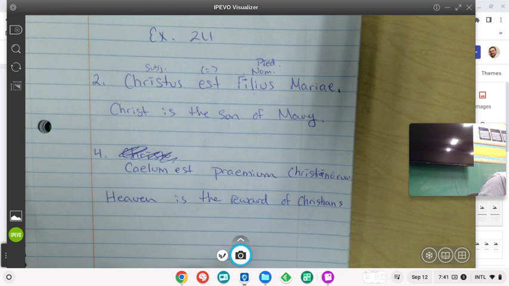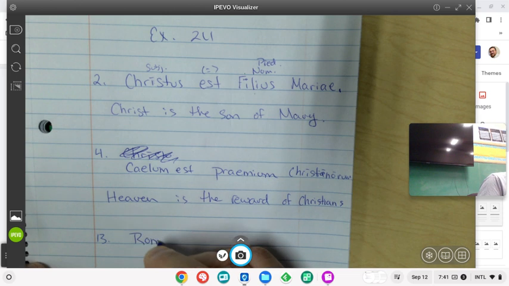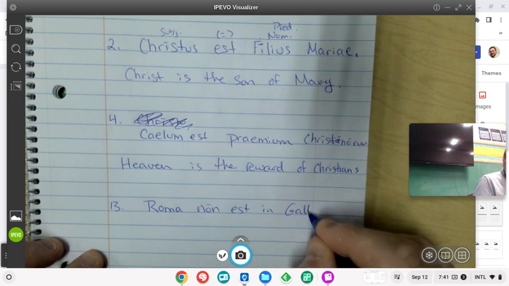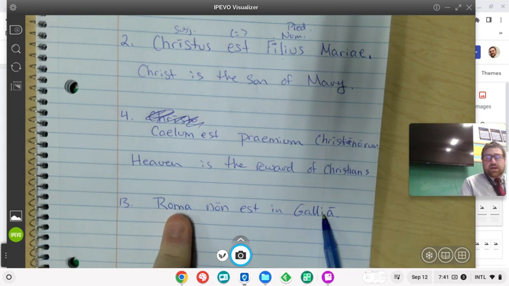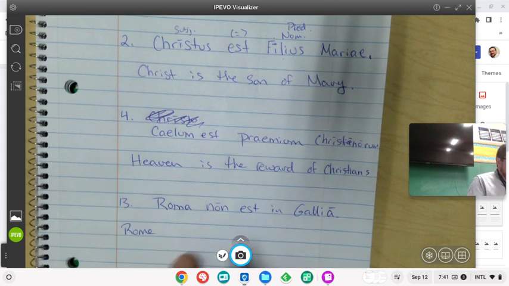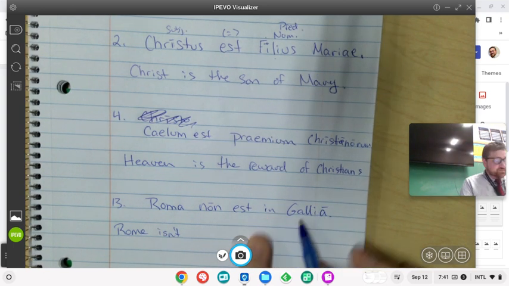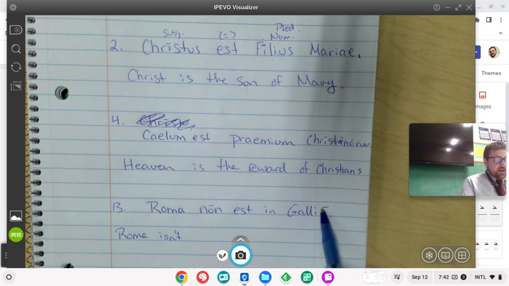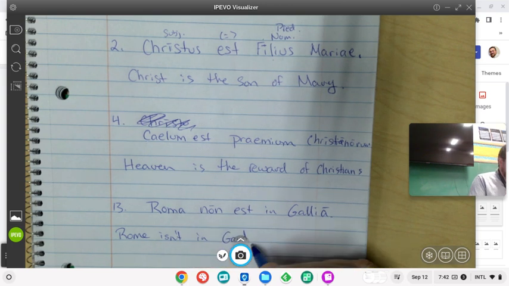And let's do 13. Roma non est in Gallia. Okay, this time I only see one nominative, and so that's easy. It's Rome. Non est means isn't. And then here we have an ablative. And we use the ablative anytime we say in something, and we know the ablative because of the macron. So in, and then in English we call Gallia Gaul.